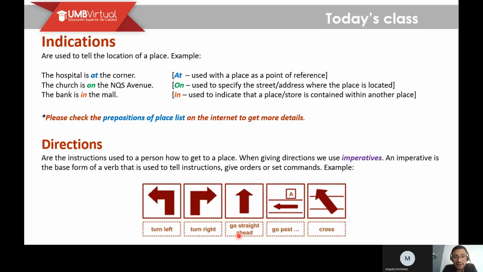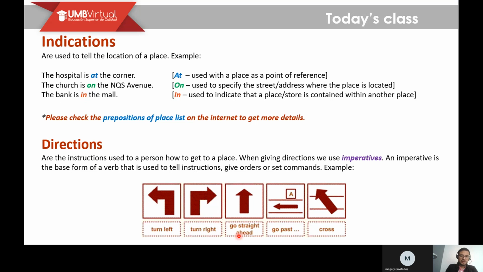For example, you use at with a place as a point of reference. You need a reference to mention where the other place is located in relation to that one. We also use on to specify the street, the address where the place is located. But we need the street to mention where it is located. We use in to indicate that a place is contained within another place. For example, you can say in a city, because the city is containing the place.